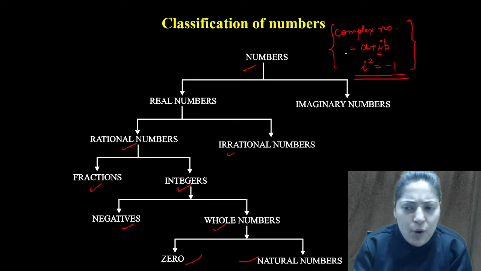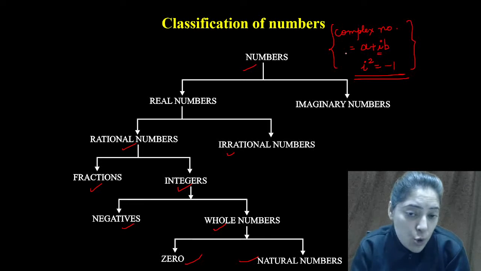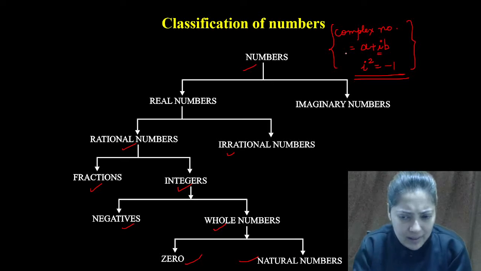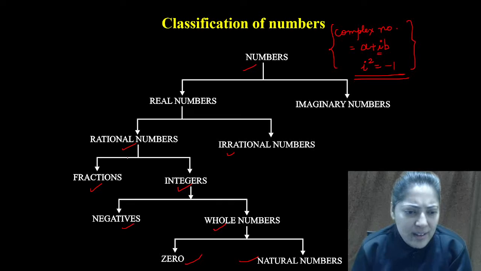Complex numbers are of the form a plus iota b, where iota square is -1. As we know, a square can't be negative, so that is why we are keeping it aside right now. Numbers: real numbers, imaginary numbers.